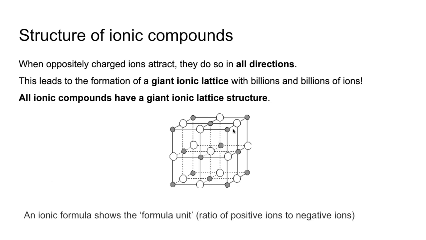And finally, the ionic formula, so something like NaCl for sodium chloride, that shows the formula unit. That's the ratio of positive ions to negative ions. In the actual structure there would be billions of sodium ions and billions of chloride ions, but the ratio is 1 to 1, so therefore we get the NaCl formula.